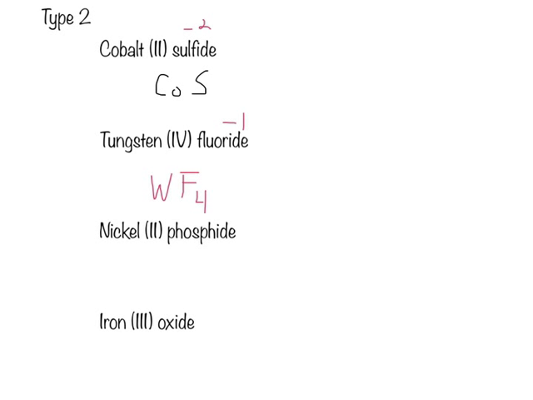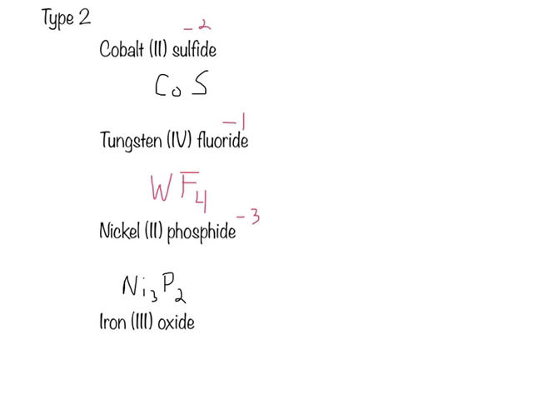Now, for nickel phosphide, the phosphide ion is a -3 charge. The nickel here we have is a +2. So how many nickels and how many phosphides do I need? The 2 and the 3, I need to have 3 nickels and 2 phosphides, because my least common multiple of those guys is 6. So I need to make sure that my charges balance.